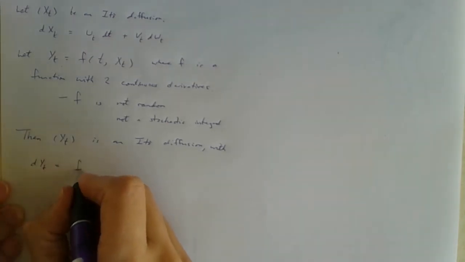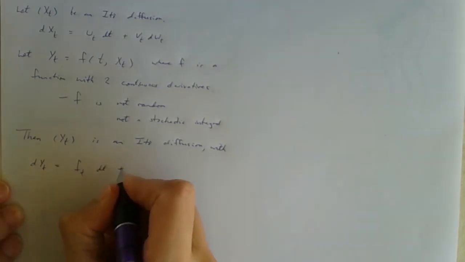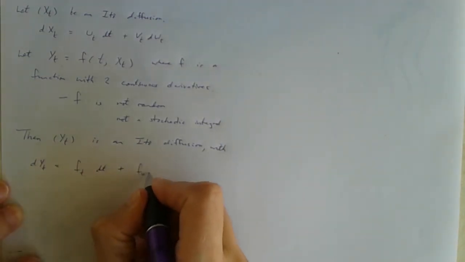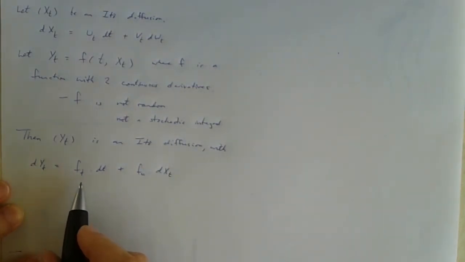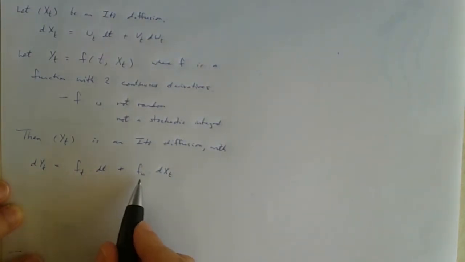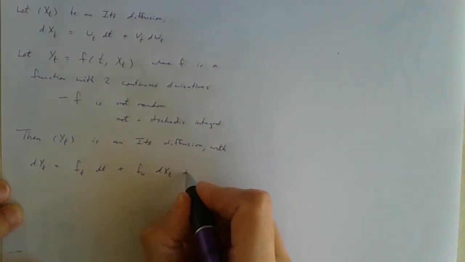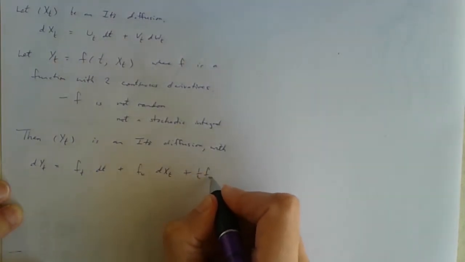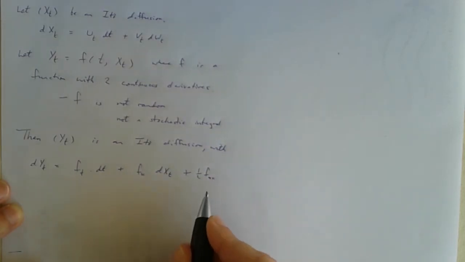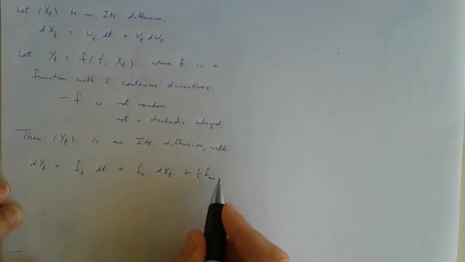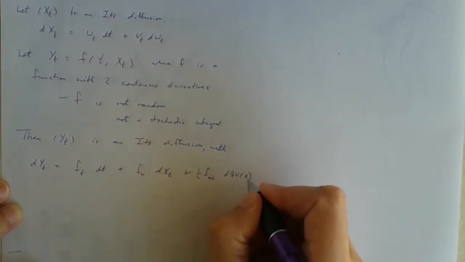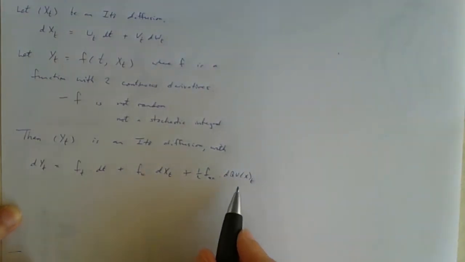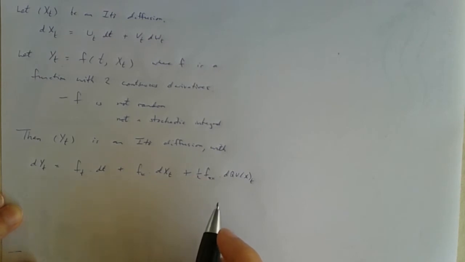dy_t is f_t dt, plus f_x dx_t, so these are the partial derivatives of f with respect to its first variable and its second variable, plus half f_xx, the second partial derivative of f with respect to its second variable. A term like that involves the quadratic variation.